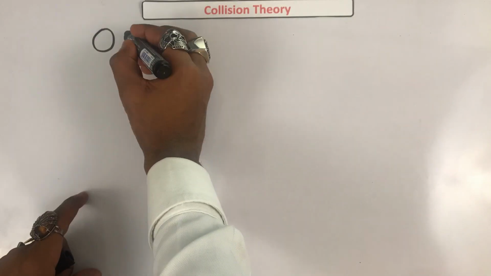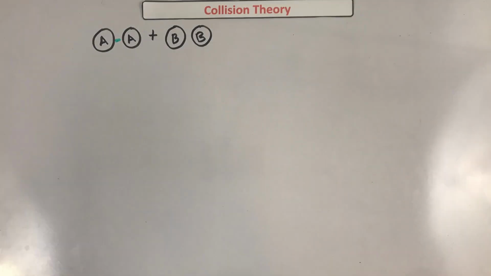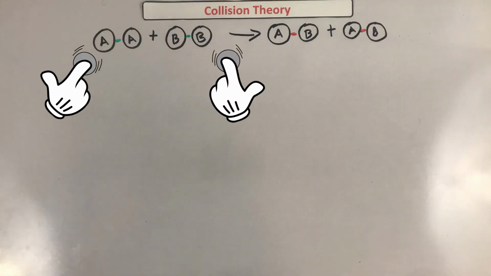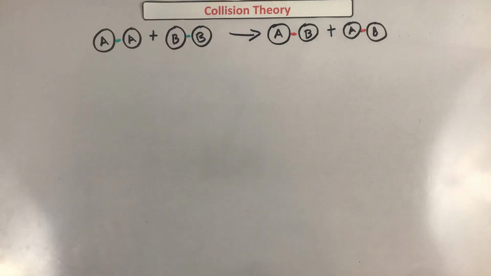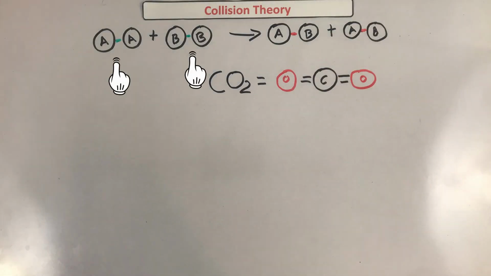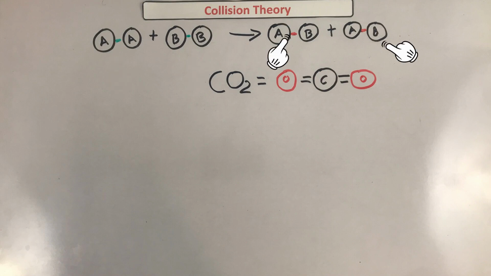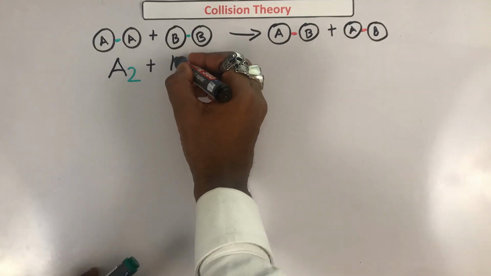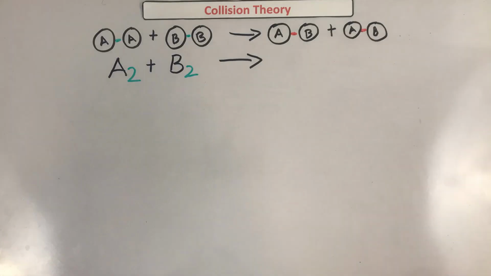Let's look at this simple reaction. We have a diatomic molecule of A and a diatomic molecule of B. Di just means two, like carbon dioxide means carbon with two oxygens. Our two diatomic molecules make two lots of AB. If this was a symbol equation, it would be written as A2 plus B2, arrow, 2AB.